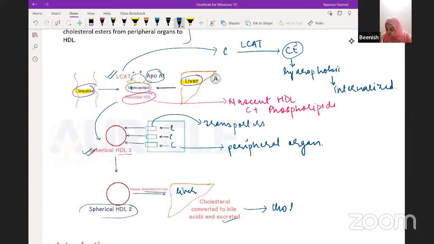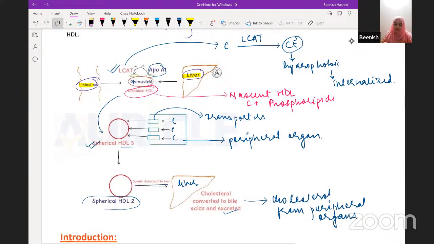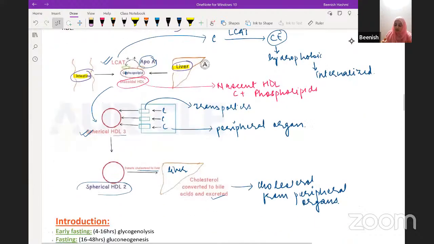So cholesterol from peripheral organs, okay. So this is how your HDL is involved in reverse transport of cholesterol. You see, cholesterol from the peripheral organs has been transported to the liver, and from the liver, it is excreted as bile acids. So that was briefly and quickly about the HDL metabolism.